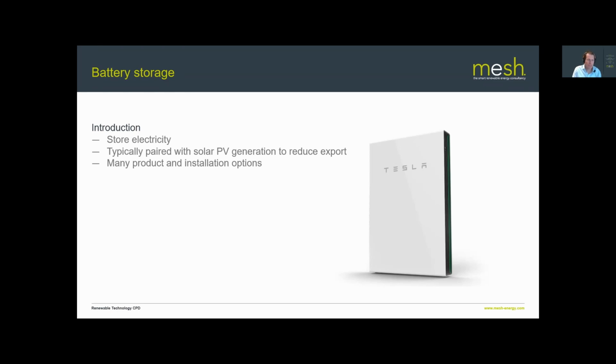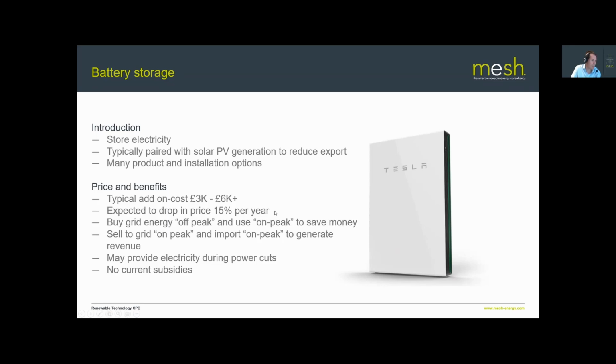There's loads of products, loads of installation options available. Some of them offer backup in the event of a power cut, some don't. So don't think just because you've got a battery you're necessarily going to be covered for a power cut. That is not necessarily the case. But you're talking about typically a cost at the very lowest end of about £3,000 for a battery. The Tesla Powerwall shown here, typically installed, you're probably looking at about 7.5. We reckon per kilowatt hour of storage about £500 is the going rate. The Tesla Powerwall is about a 13.5 kilowatt hour battery, so it gives you an idea.